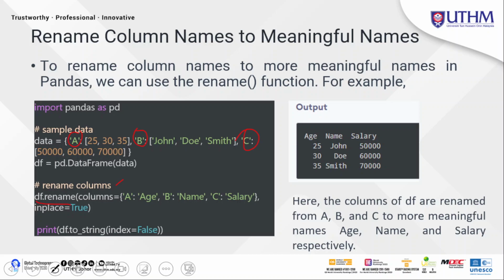df.rename(columns=...). So what are the columns that you want to rename? Column A change to age, B change to name, C change to salary, and all are open and close with single quotes because they are strings. Print df.to_string(index=False). Here the columns of df, A, B, C, are renamed to more meaningful names as age, name, and salary. So you can see the final outcome.